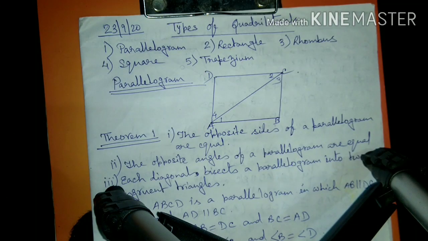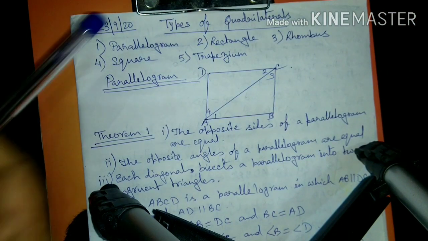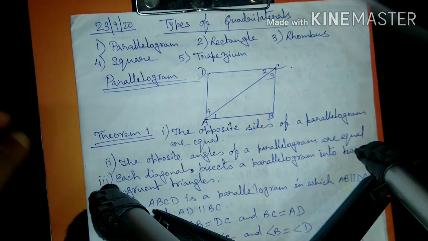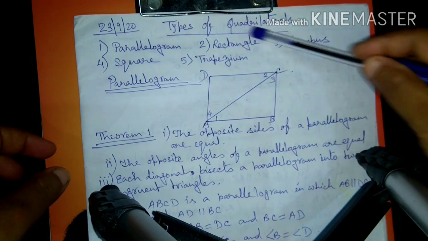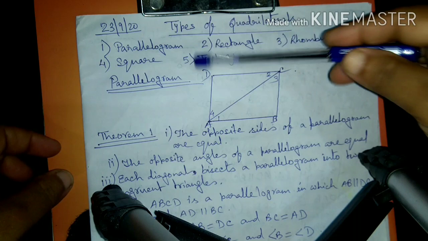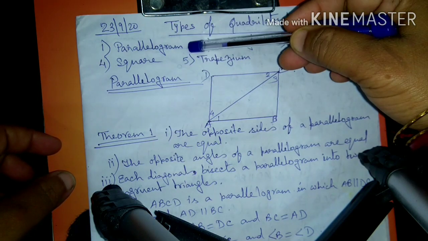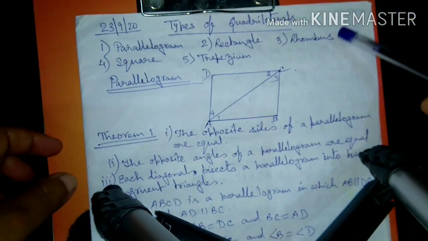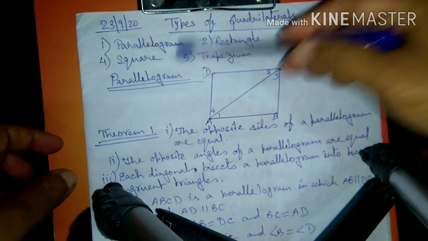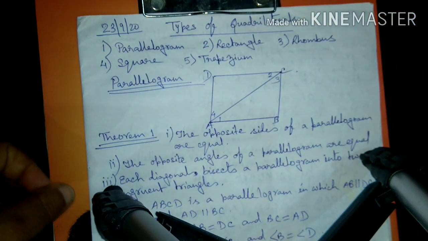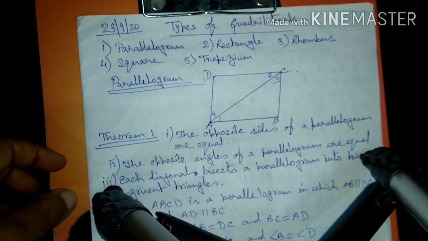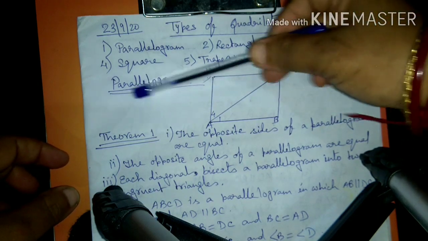We have already seen the introductory part of quadrilateral. So today we'll start with types of quadrilateral. Quadrilateral means a polygon which has four sides. Yes or no? So which are the four sides? There are different types like parallelogram, rectangle, rhombus, square, trapezium. You are already familiar with rectangle and square. You know what is rectangle, what is square. Yes or no? So now let us see about parallelogram.